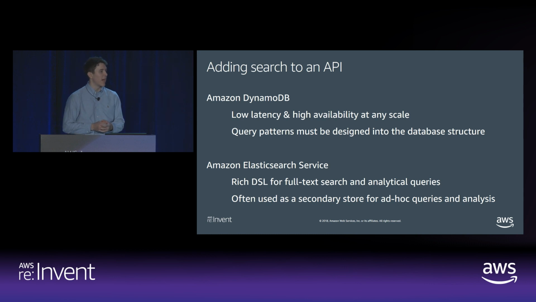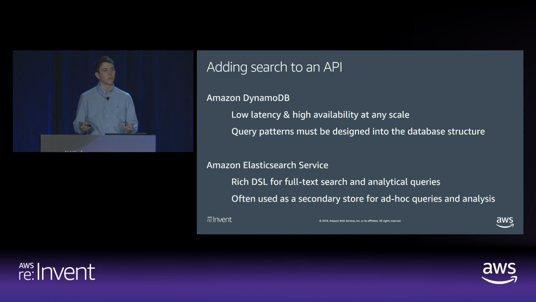So next, we'll talk about how you might add search to an API. So Dynamo's great at being a primary data store. It's great at listing things. It's great at simple filtering. But it leaves a little bit to be desired when we're talking about full text search or strong analytics.